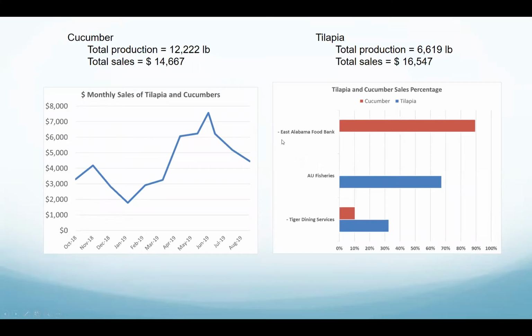For our project, we sold some tilapia at the Fishery station. We have a market there, and then a lot of the tilapia went to campus dining. Our cucumbers, you can see some of it went to campus dining, but a lot of it was donated to the East Alabama Food Bank. But we still gave it the same cost that we would get if we sold it to the dining services of $1.20 a pound. There's a little story there where Tiger Dining Services said, you know, just produce everything you can and we'll take it.